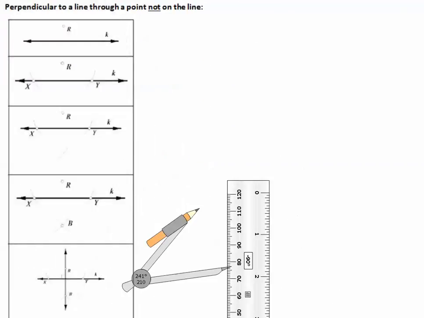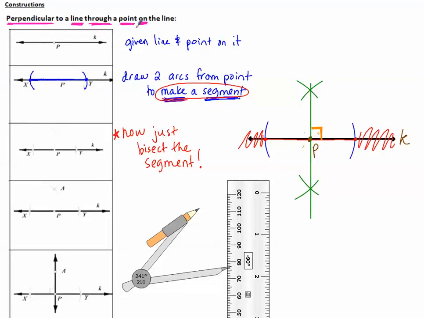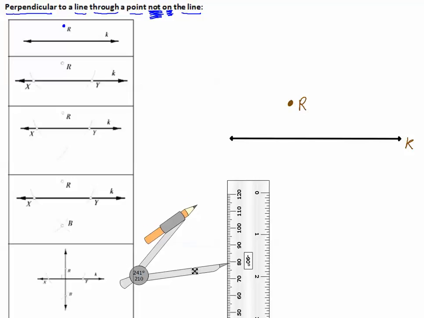Let's take a look at constructing a perpendicular to a line through a point not on the line. Does that sound familiar? Well, remember what we just did. We constructed a perpendicular through a point on the line. This one, the point is not on the line. See, it's above it right here. So here's my line K and my point R above it. Now, this is actually identical to the process we just did.